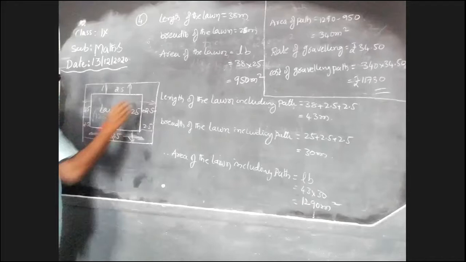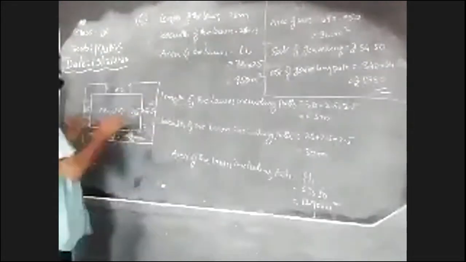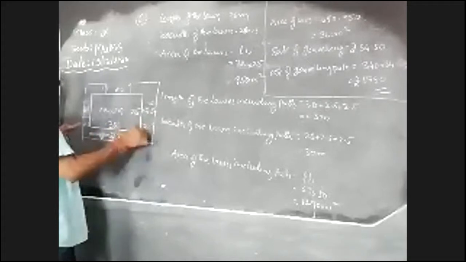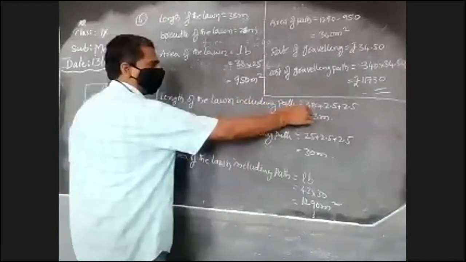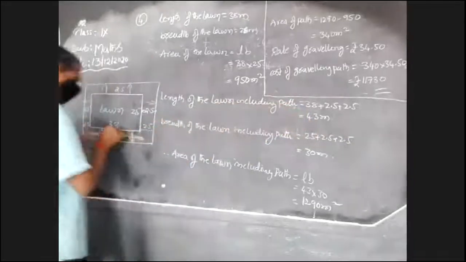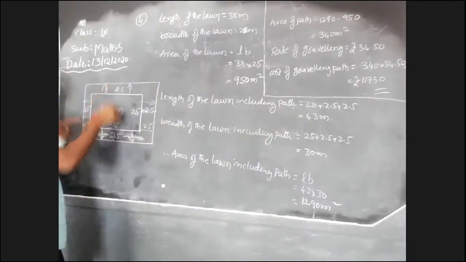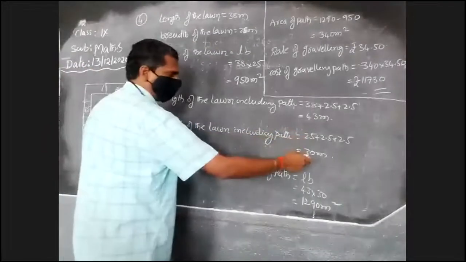So first we find out the area of the given land. Length is 38 meters, breadth of land is 25. Area of the land is L into B, 38 into 25 meters. Next, length including the path is 38 plus 2.5 plus 2.5, so that is 43 meters. Breadth including the path is 25 plus 2.5 plus 2.5, so that is 30 meters.